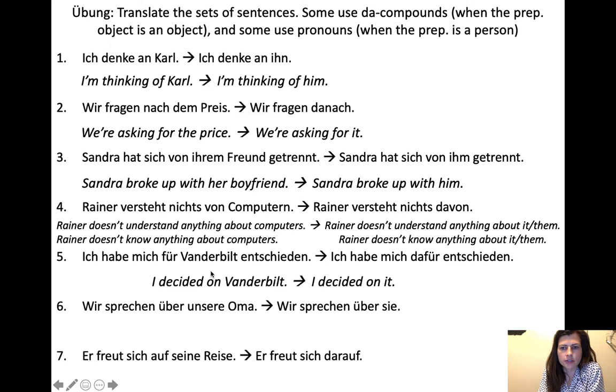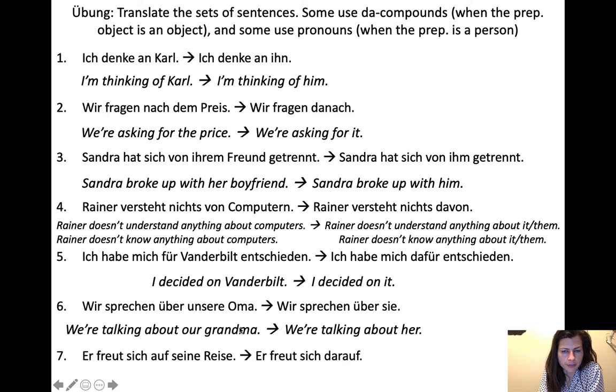Because it is not a person, it is an object or idea, institution. So dafür, on it. Wir sprechen über unsere Oma. So this is a person. We're talking about our grandma. And then you would say we're talking about her.